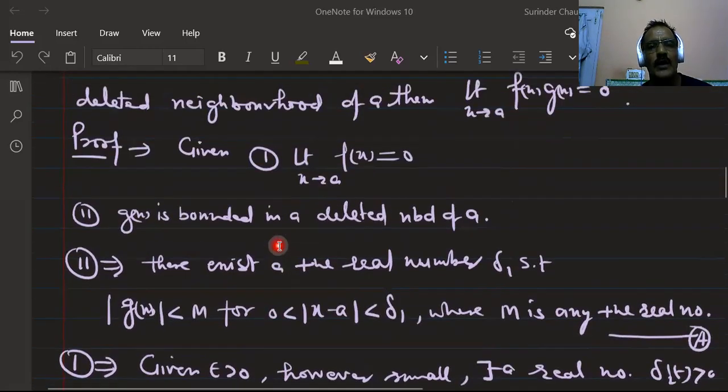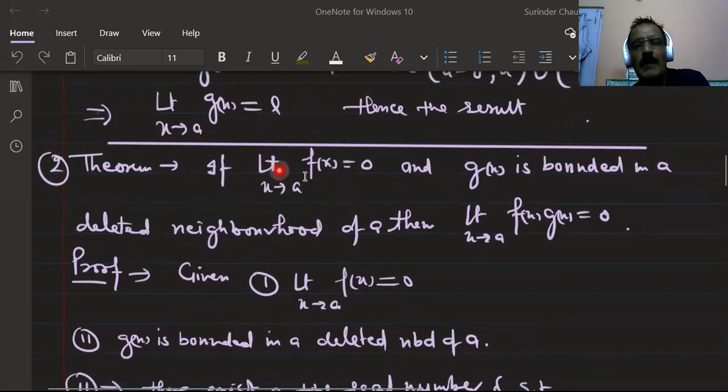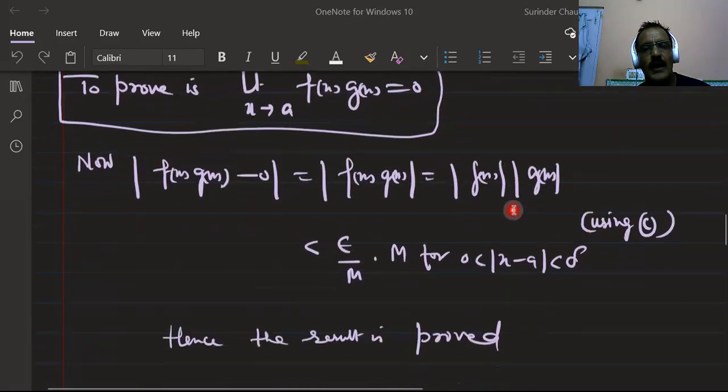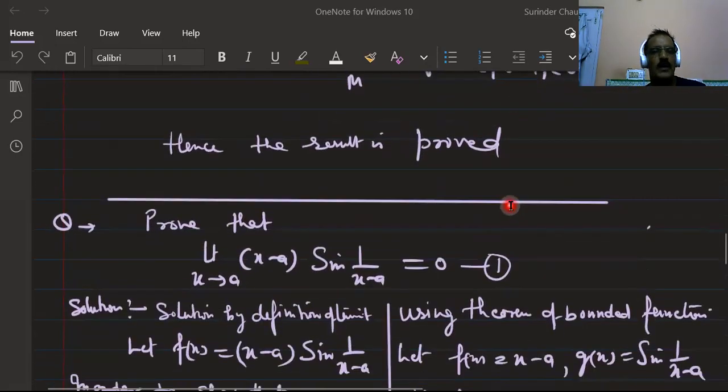So now again, if the limit of one function is 0 and the other function is bounded in a deleted neighborhood of a point at which the limit of the first function is 0, then the limit of the product is 0. It is a very beautiful theorem and very useful for finding the limit of the product of functions. Now let us discuss a very beautiful example which we have discussed in the definition of limit also.